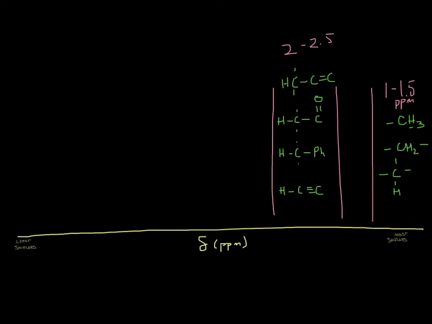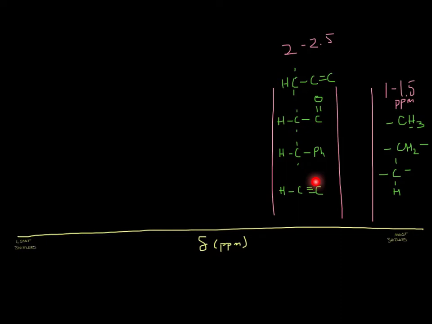That is to say, if you see one that shows up at 2.2 ppm, you're not really going to know if it's a CH next to an alkene, or a CH next to a carbonyl, or a CH next to a phenyl ring, or an H at the end of a triple bond. But you would know that information by combining this with something like IR that tells you whether you have an alkene, or a carbonyl, or an alkyne, or something like that.